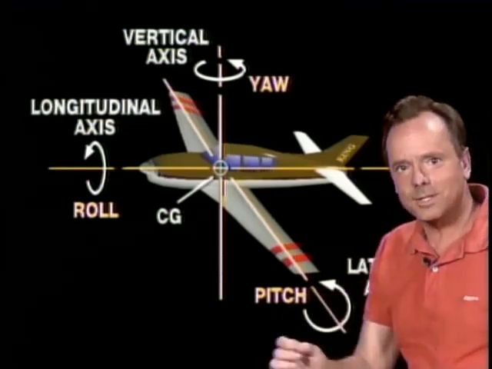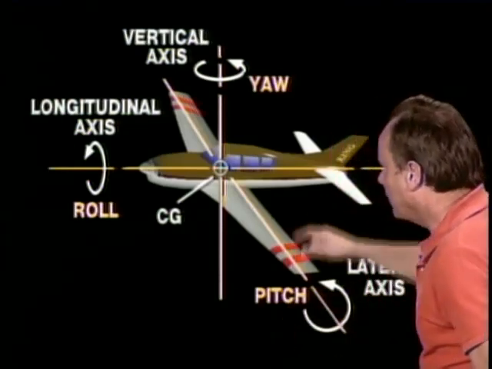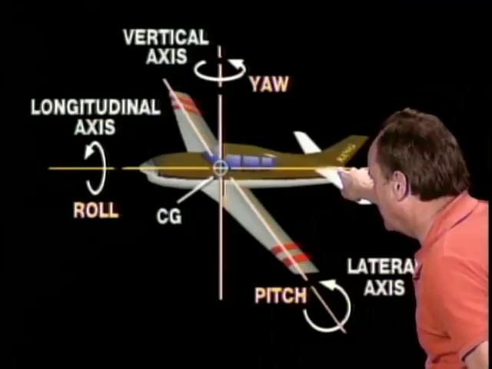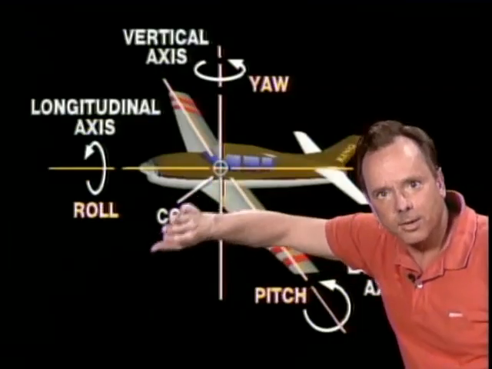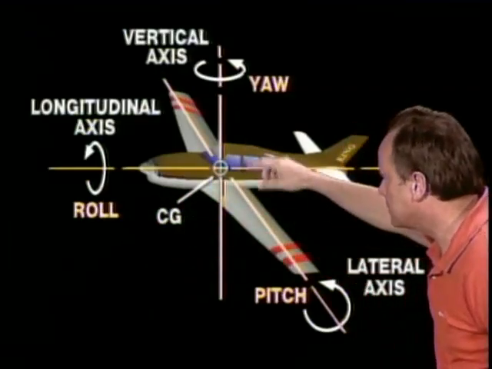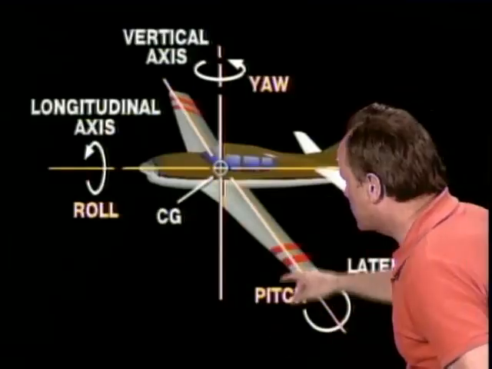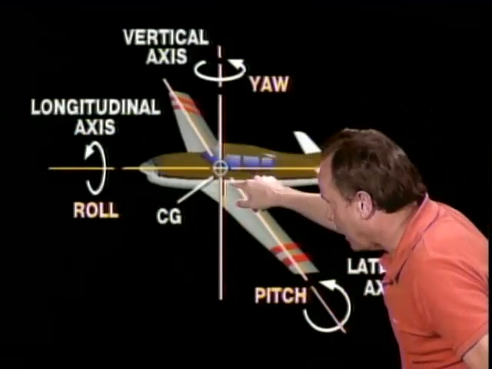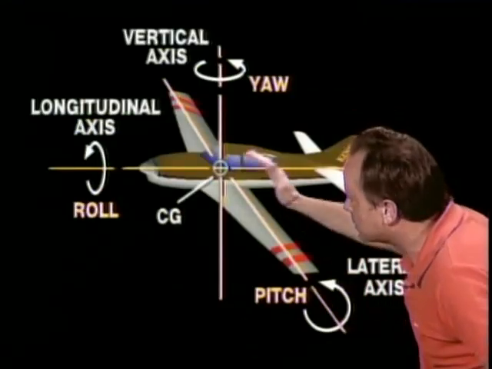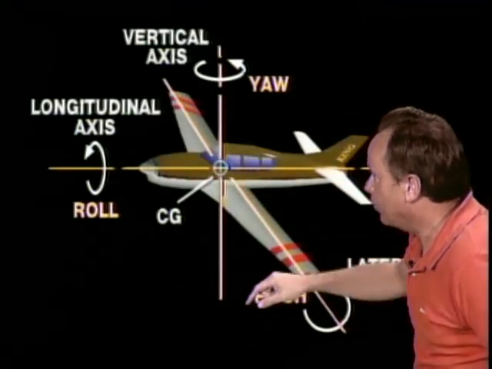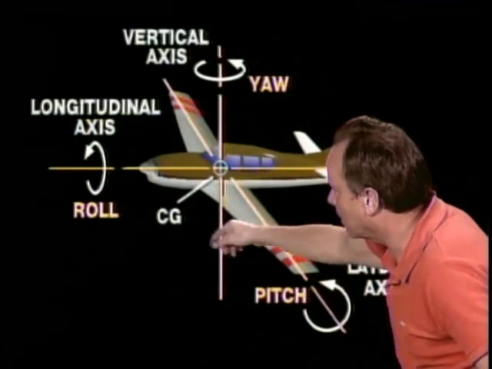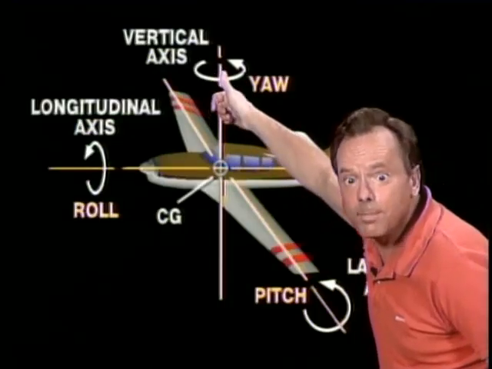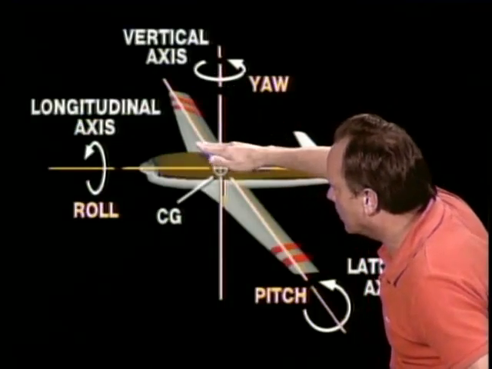So we have two of the axes done already. We have the longitudinal axis, which goes from the tail of the airplane to the nose of the airplane, passes through the center of gravity, and the airplane rolls about the longitudinal axis. We have the lateral axis, which goes from wingtip to wingtip, passes through the center of gravity, and the airplane pitches about the lateral axis. And we have the last one we haven't covered, the vertical axis that goes from the floor of the airplane to the ceiling of the airplane, and the airplane yaws about the vertical axis.